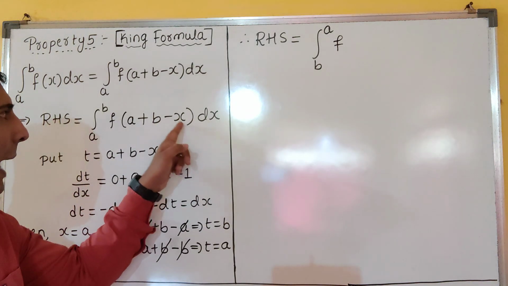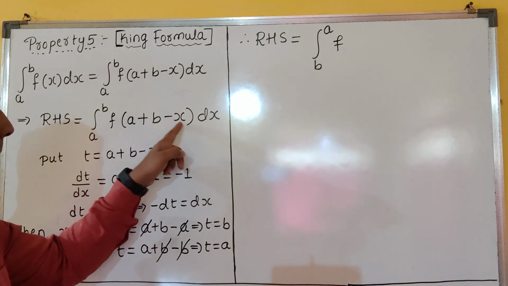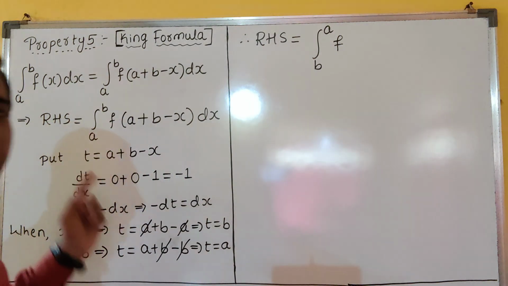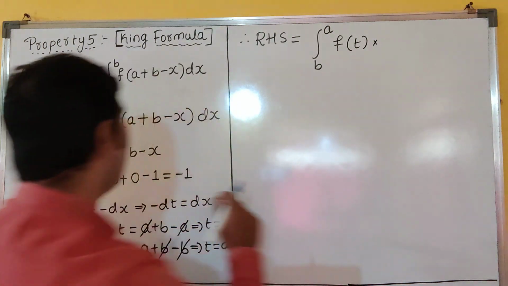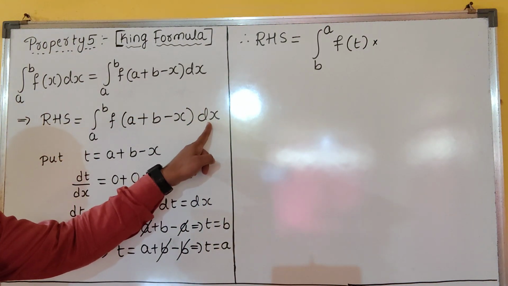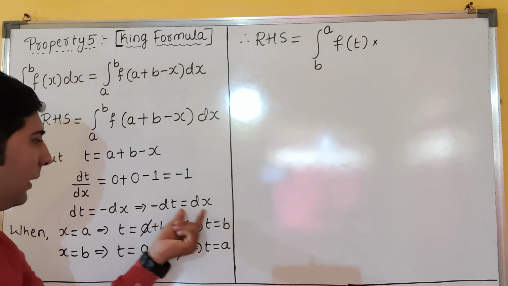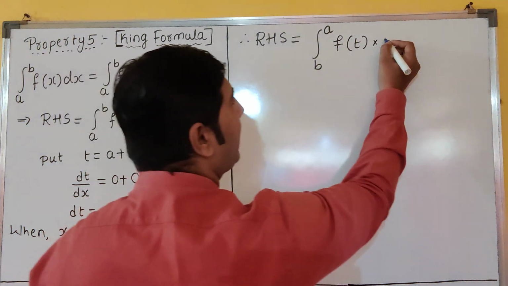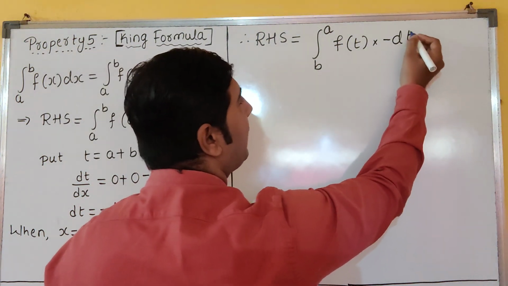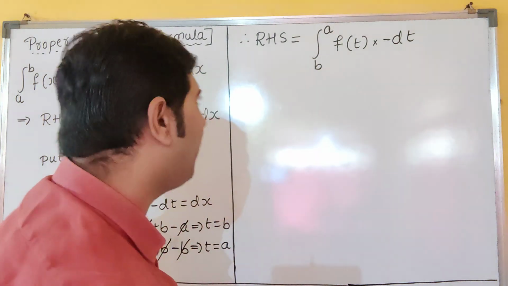A plus B minus x is taken as what? T or not? So I will substitute T here. And dx value is what, dear students? Can you see here? dx is equal to how much? Minus dt. So dx value has become minus dt, dear students. Clear everyone? Is everyone understanding? I hope it is clear.